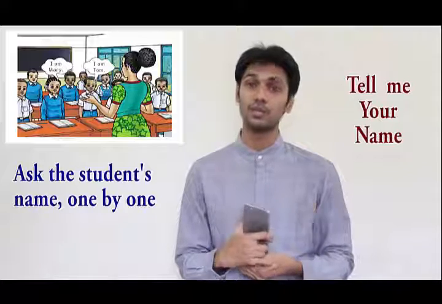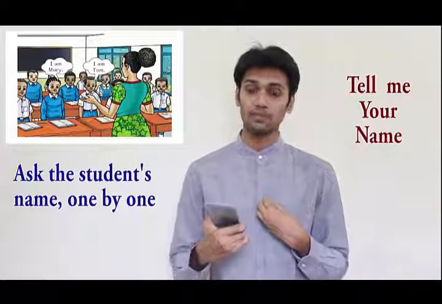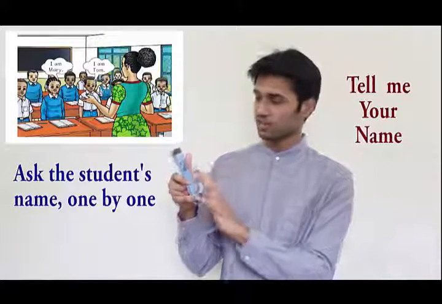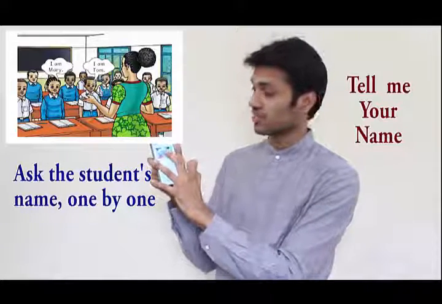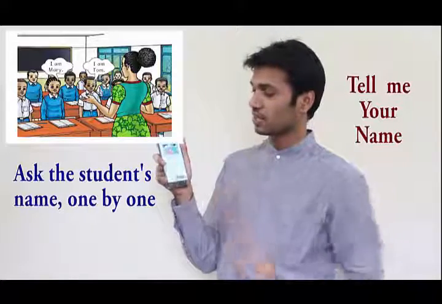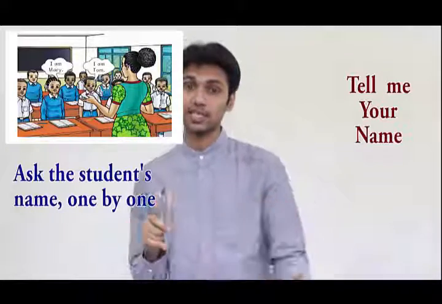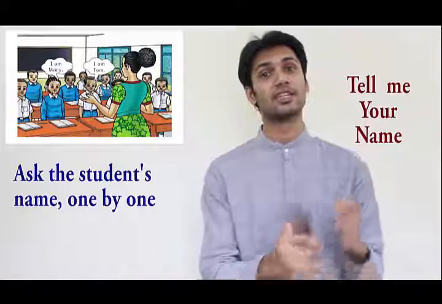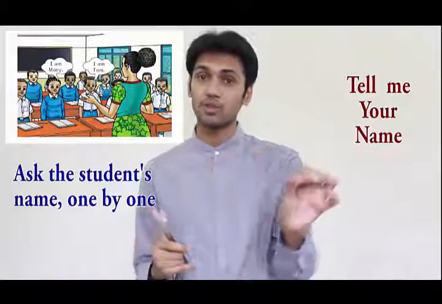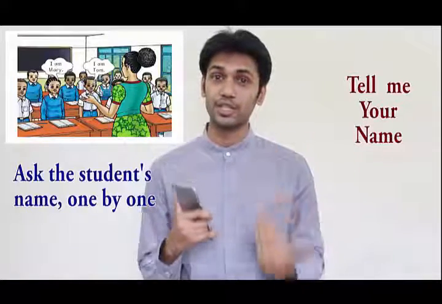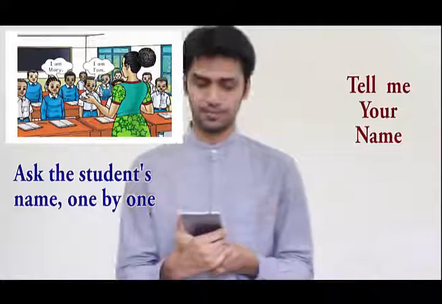The student should be able to tell, I am Rahim. I am Kareem. Here in this picture you can see he's saying, I am Mary. And this guy is saying, I am Tom. Now practice this with all the students in the classroom. You should pick one by one student and they all should be able to tell their name. Then you should do this activity.